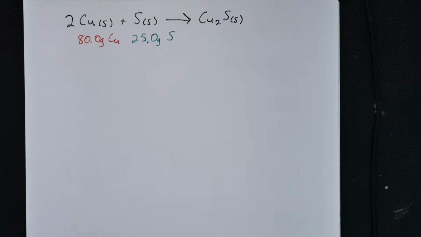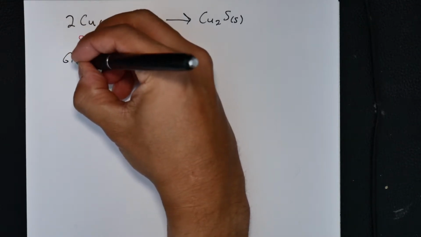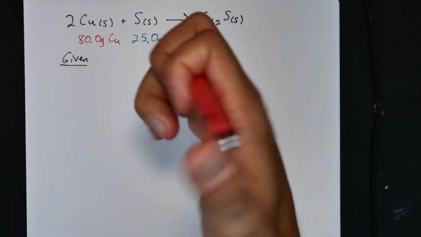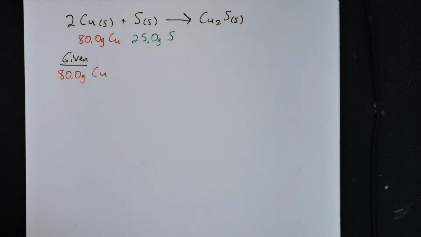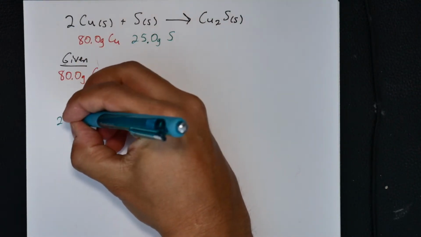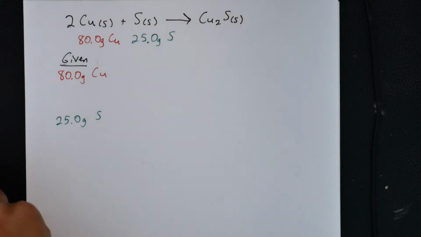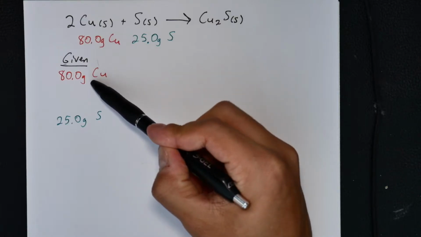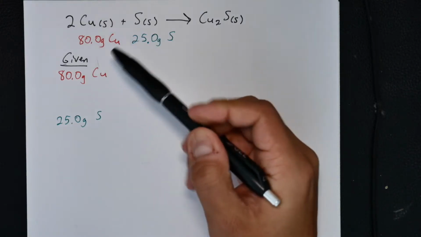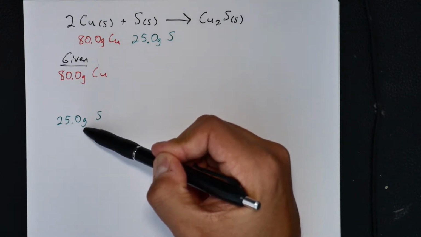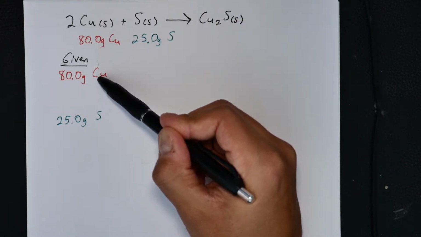All right, so to do this, here's what we're going to do. So this is, first off, what we are given. Our given quantities are 80 grams of copper and 25 grams of sulfur. Now the question we really need to ask ourselves is, if we start with 80 grams of copper, how many grams of sulfur do we need to react with 80 grams? Now we're given 80 grams of copper and 25 grams of sulfur, but that does not mean that we need 25 grams of sulfur to react with this copper. We could need more, we could need less.